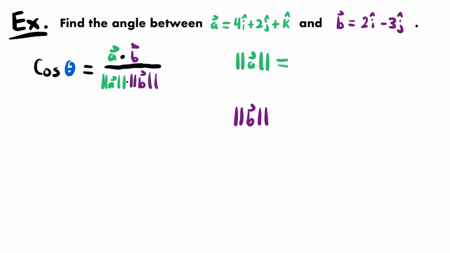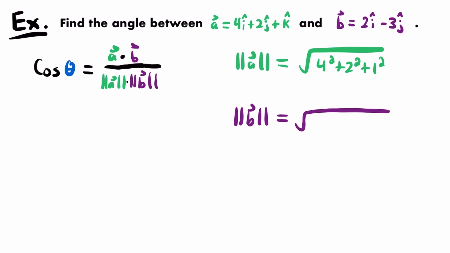Now for vector A, we're going to take the square root of the sum of its components squared, and the components are going to be the coefficients of i, j, and k. So we have 4, 2, and then 1, right? If you just have k, then the coefficient is 1. So we have 4 squared plus 2 squared plus 1 squared. And we'll work on simplifying that then. But let's write out the magnitude of vector B first. We're going to be taking the square root of the sum of its components, which in this case are 2 and negative 3.